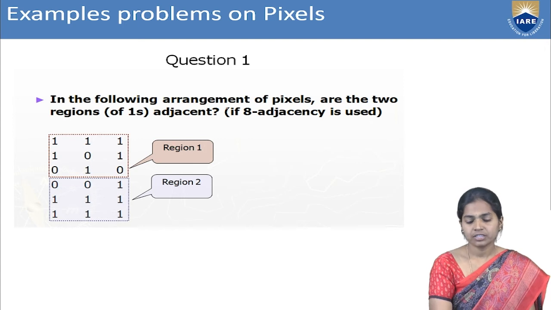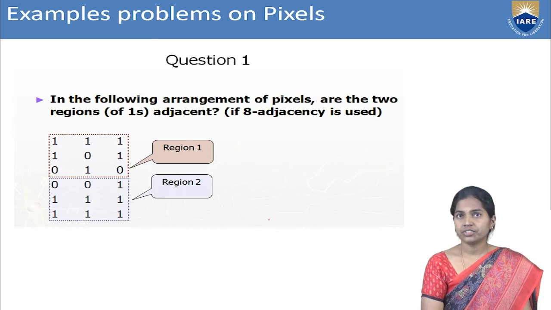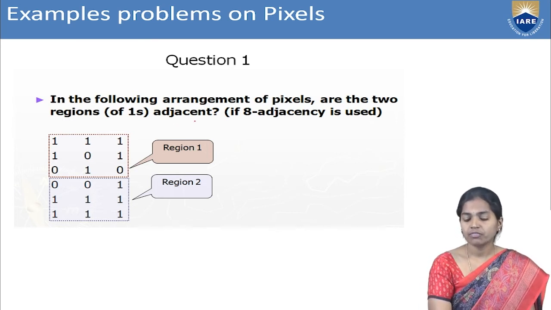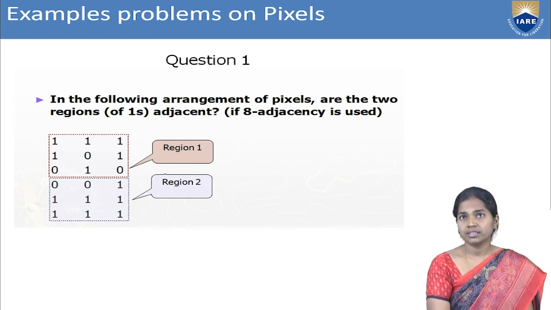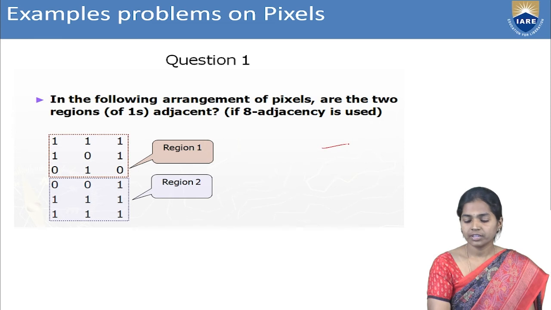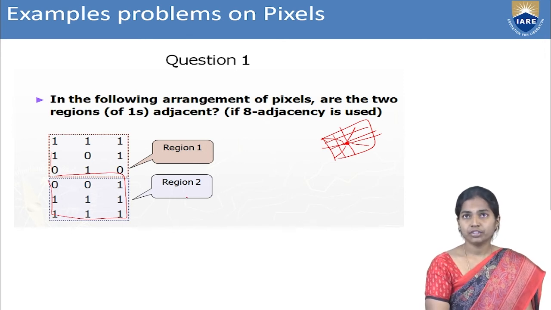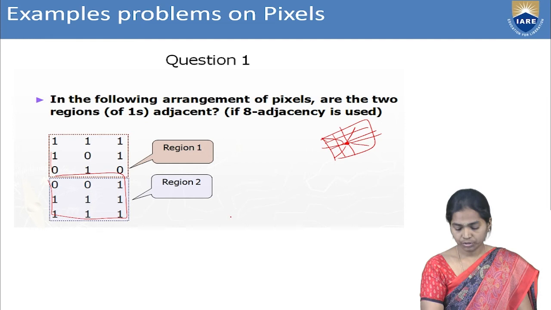And in this question, in the following arrangement of pixels, are there two regions of ones if 8 adjacency is used? If you are using this one here, this is region 1 and this is region 2. The center point is 1, and with 3 more, so a total of 9 pixels. So this is one region and here it is also one region. This is the arrangement of two regions.